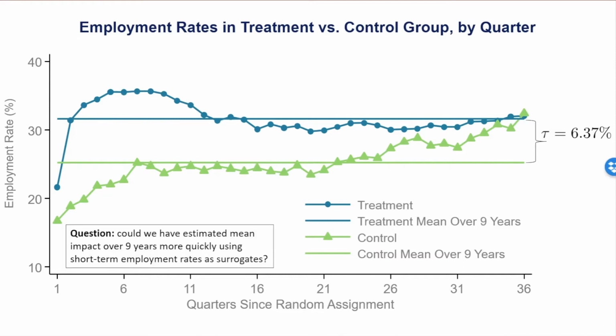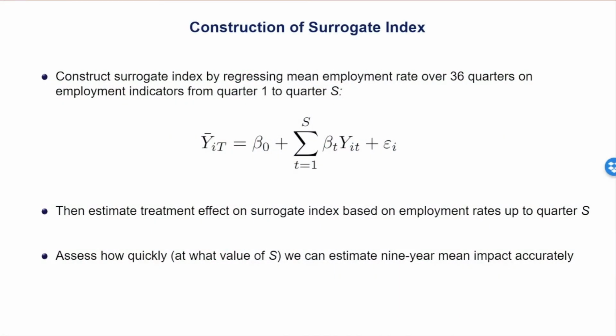And one question is, could we have estimated the mean impact over 9 years more quickly using short-term employment rates as surrogates? Again, the goal would be to get to the final estimate of this 6.37% number, but get there faster. So what we do is we construct this surrogate index where we regress the final quarter employment on the previous quarters' employment, from quarter 1 to quarter S, starting from the beginning. And then we look at the quality of this prediction and its ability to be used to estimate treatment effects as we vary S. Then we estimate the treatment effects.